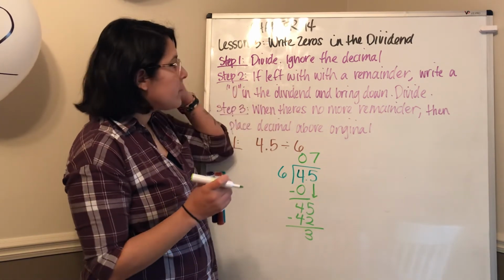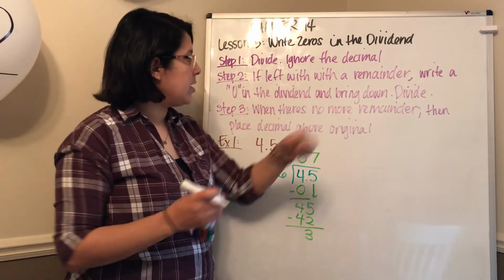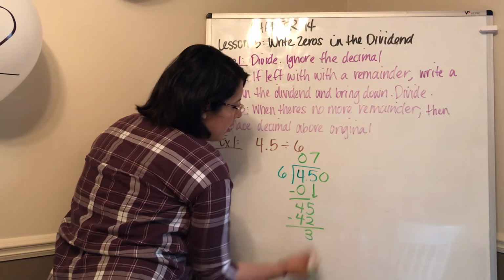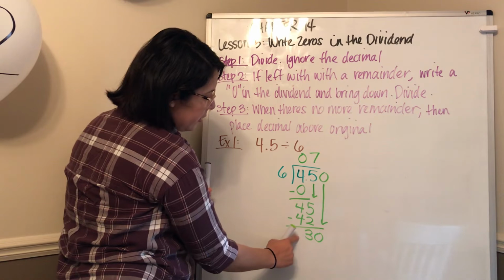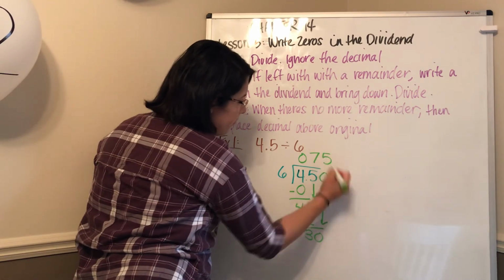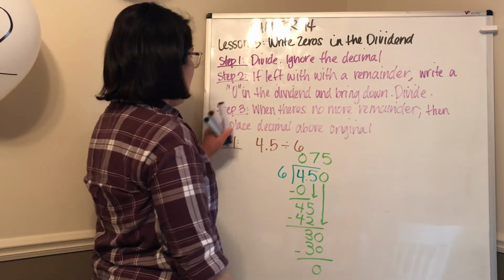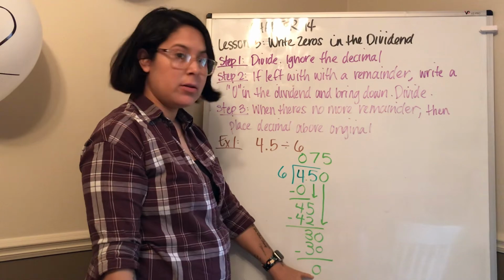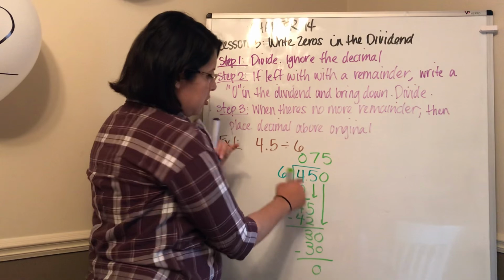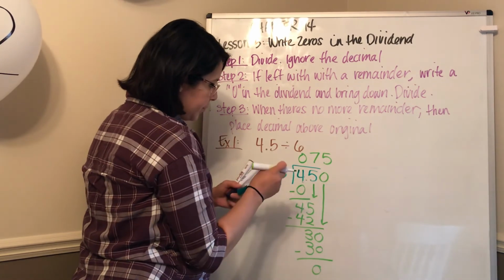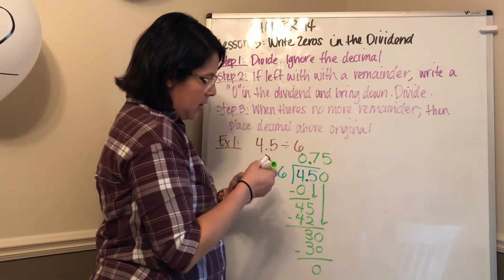This is step 2. If left with a remainder, write a 0 in the dividend and bring it down. Here's a 0. Bring it down. Now, can 6 go into 30? Yes. How many times? 5. And I'm left with a 0. When there's no more remainder, I have a 0 remainder, then place your decimal above the original. Here's my original decimal right here, and I'm going to place my new decimal right above that.